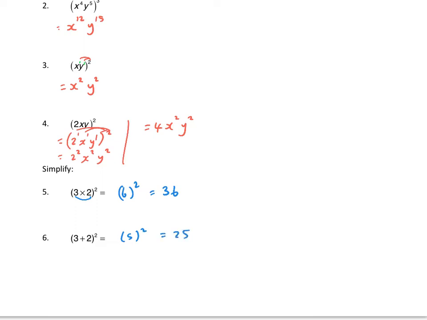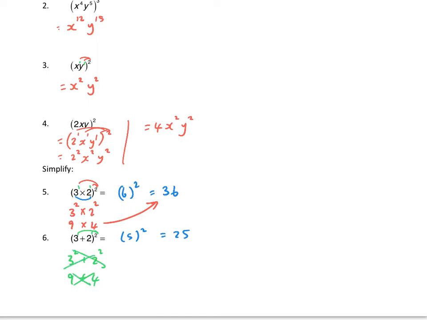Quick note, if I multiply the exterior exponent to each of the interior exponents in the first one, then you're going to get 3 to the 2 times 2 to the 2. 3 to the 2 is 9, 2 to the 2 is 4, 9 times 4 is also equal to 36. But let's look at the next one, 3 plus 2 all squared. If I now did the same, 3 to the power of 2 plus 2 to the power of 2, 9 plus 4 is definitely not equal to 25. So we cannot do that.